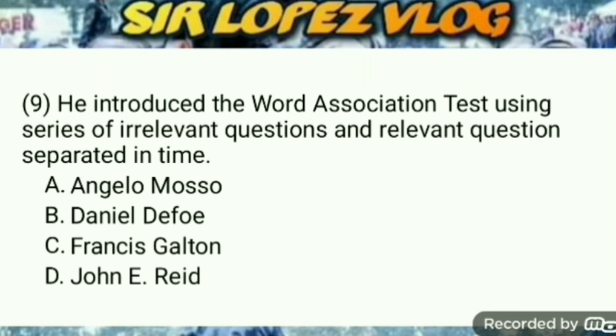Number 9. He introduced the word association test during a series of irrelevant questions and relevant questions separated in time. A. Angelo Mosso. B. Defoe. C. Francis Galton. Or D. John A. Reed.